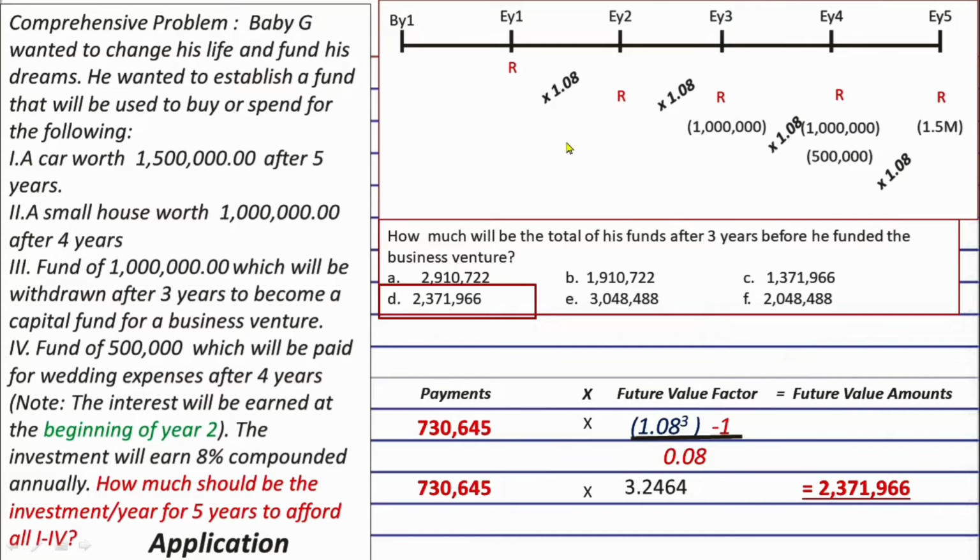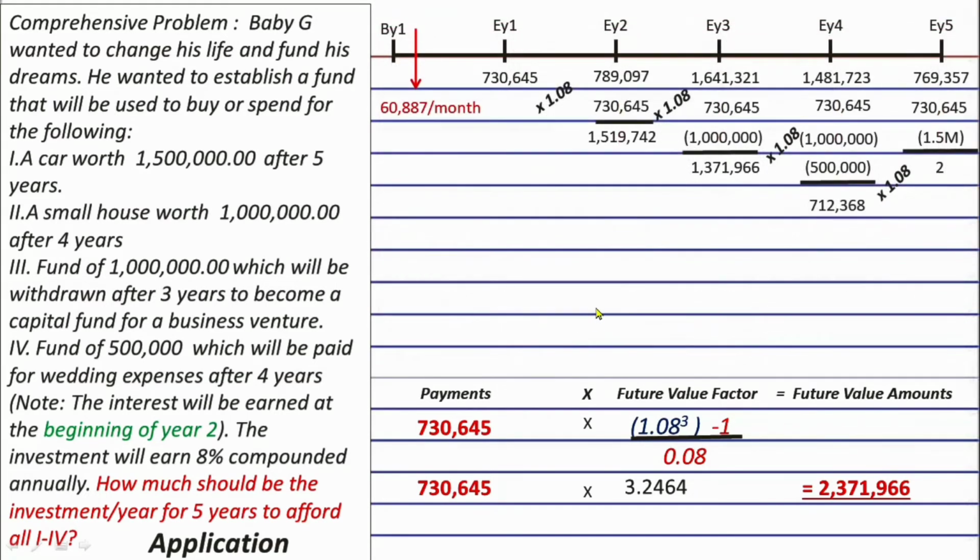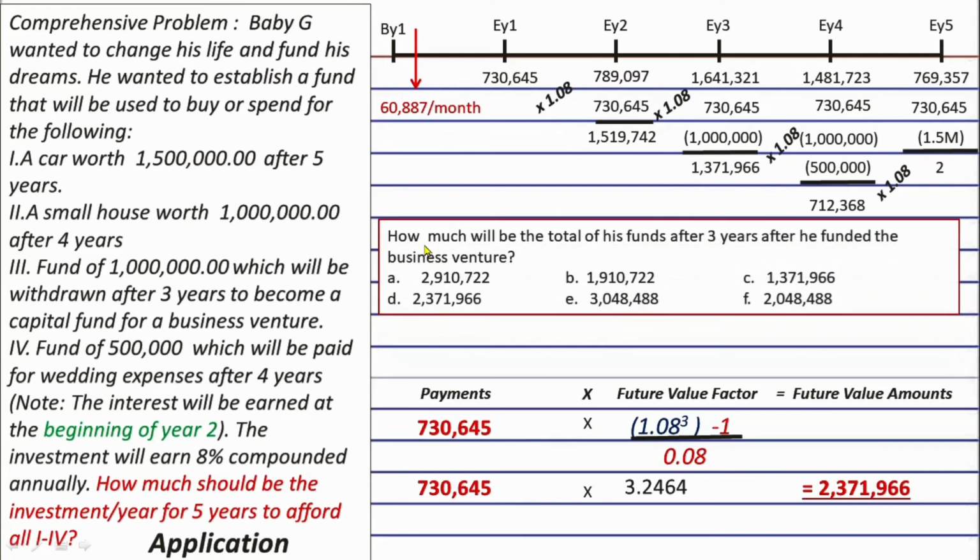So, now, let's go to question number 3. So, it's very similar to the question number 2, which is how much will be the total of baby G's funds or investments after 3 years. But after he funded the business venture. So that's the only twist, and that's the difference only with question number 2 versus this question number 3. Okay? So it's easy. Now that we have this timeline, it's this one immediately. Okay? So that's immediately letter C.